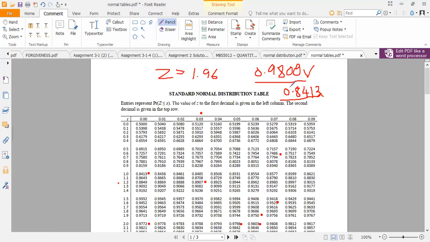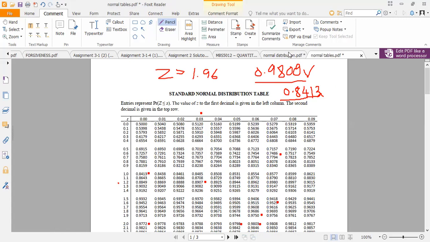What was 0.9800? When we check inside the table, the closest value we found was what? 2.05. Remember, the closest value to 98% is 2 point what? 0.5. Remember this, right? Yes.